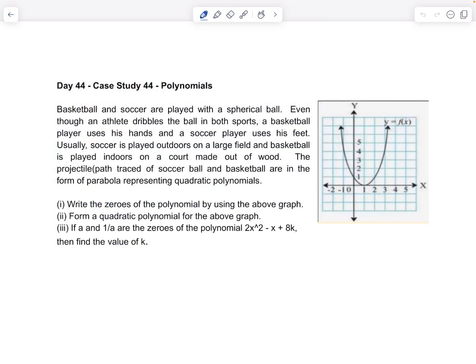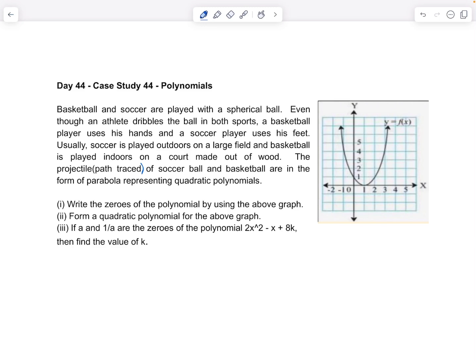The question goes like this. Basketball and soccer are played with a spherical ball. Even though an athlete dribbles the ball in both sports, a basketball player uses his hands and a soccer player uses his feet. Usually soccer is played outdoors on a large field and basketball is played indoors on a court made out of wood. The projectiles of soccer and basketball are in the form of parabolas representing quadratic polynomials.